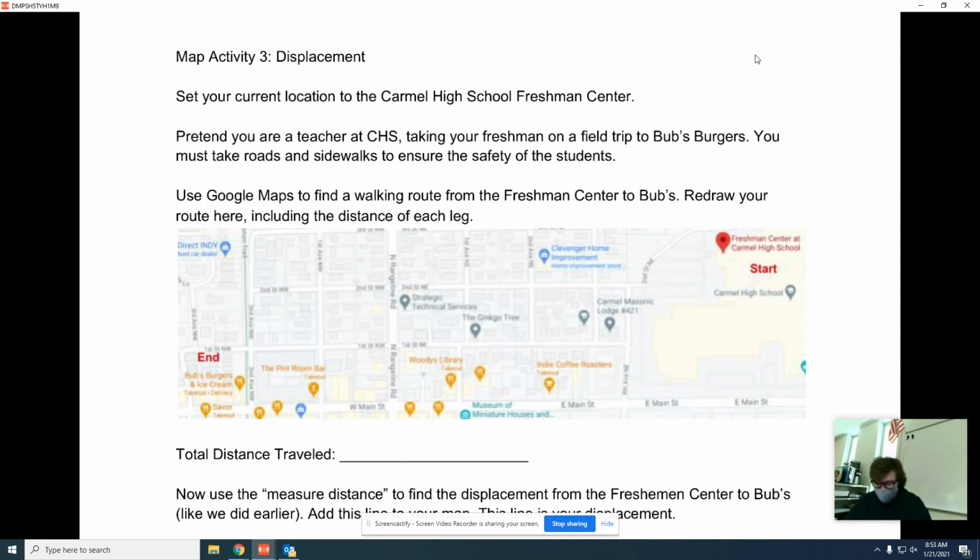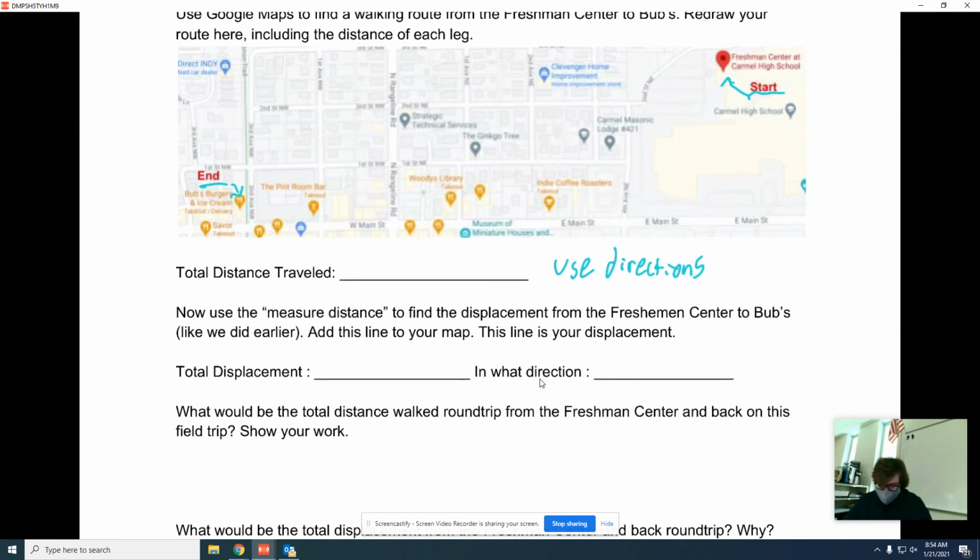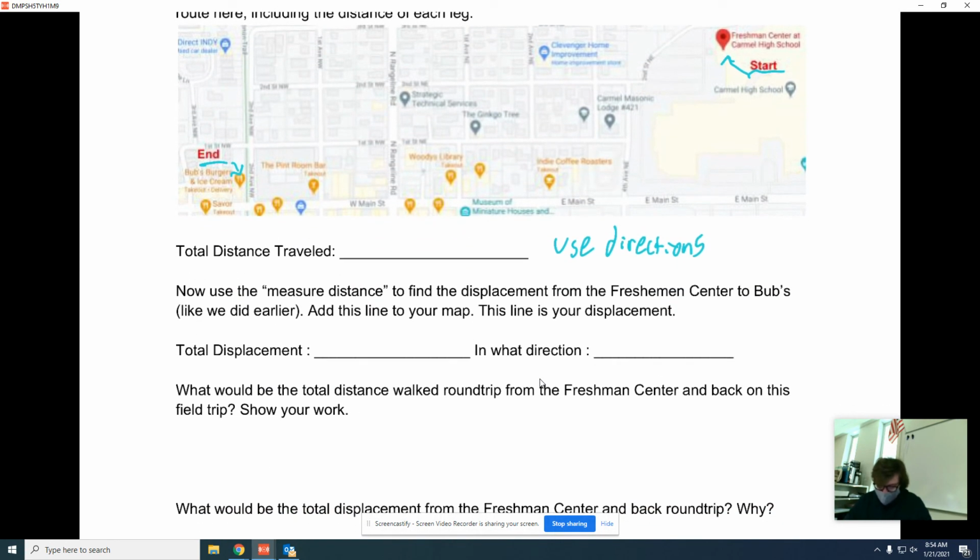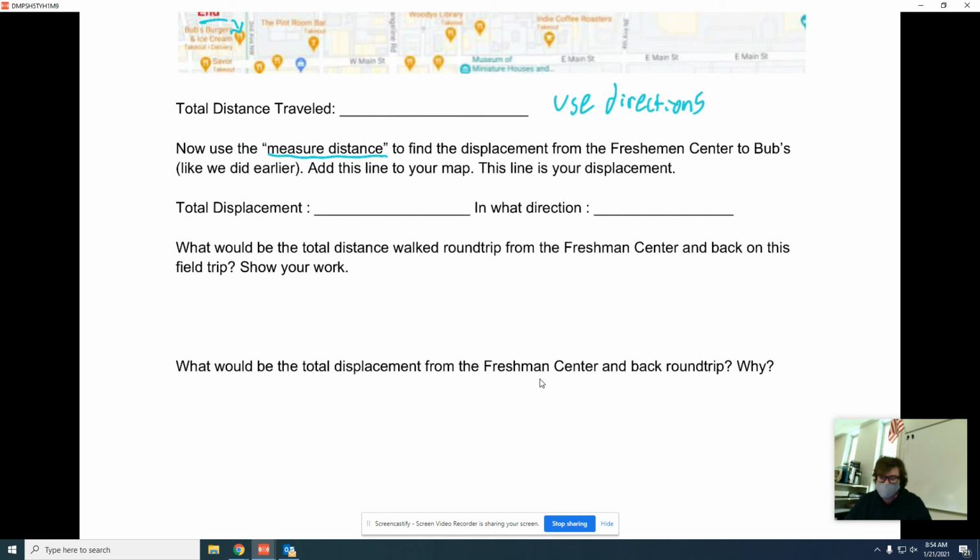In Activity 3, you're going from the Freshman Center at Carmel High School to Bub's Burgers. So you've got your starting point and your ending points over here. You're going to use Google Maps just like we did earlier. So to get the distance, you'll have to use the directions function of Google Maps. To figure out the total displacement, you'll have to use the measure distance function, just like we did earlier. Then there's a couple questions for you to answer.